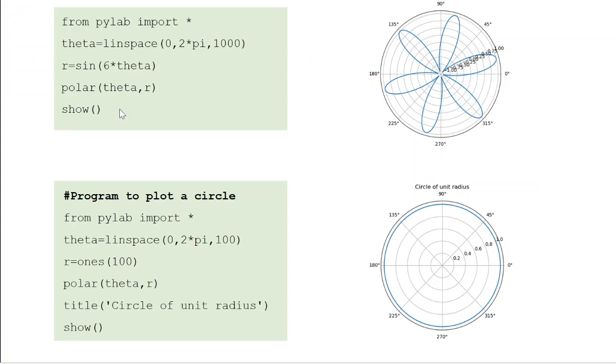Let's look at another example. Theta equal to linspace 0 to 2 pi, 1000. So the range between 0 and 2 pi I divide into 1000 equal elements. I have created an array of 1000 elements. And r is nothing but sine 6 theta. So I have two arrays. I plot them using the polar function and I get this kind of a graph.